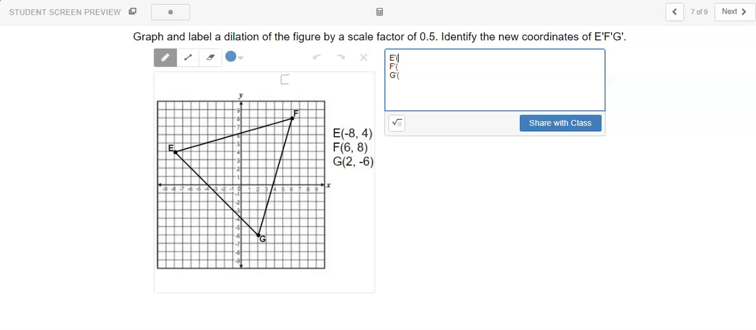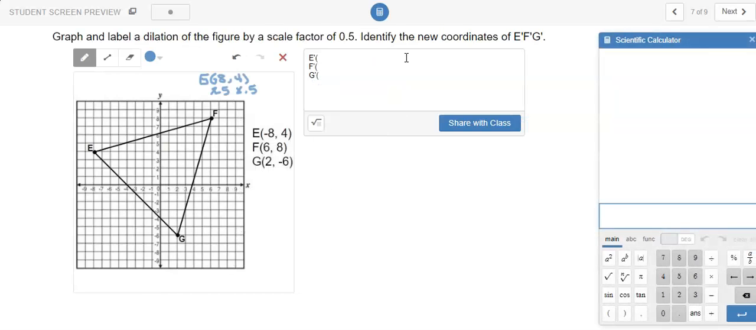So if I have e, which is at -8, 4, I'm going to take -8 and multiply it by 0.5, and I'm going to take 4 and multiply it by 0.5. So don't forget, there's a calculator up here, you can do that. I actually don't need to worry about the negative, but if I wanted to, I could put that in here. So 8 times 0.5 will give me 4.